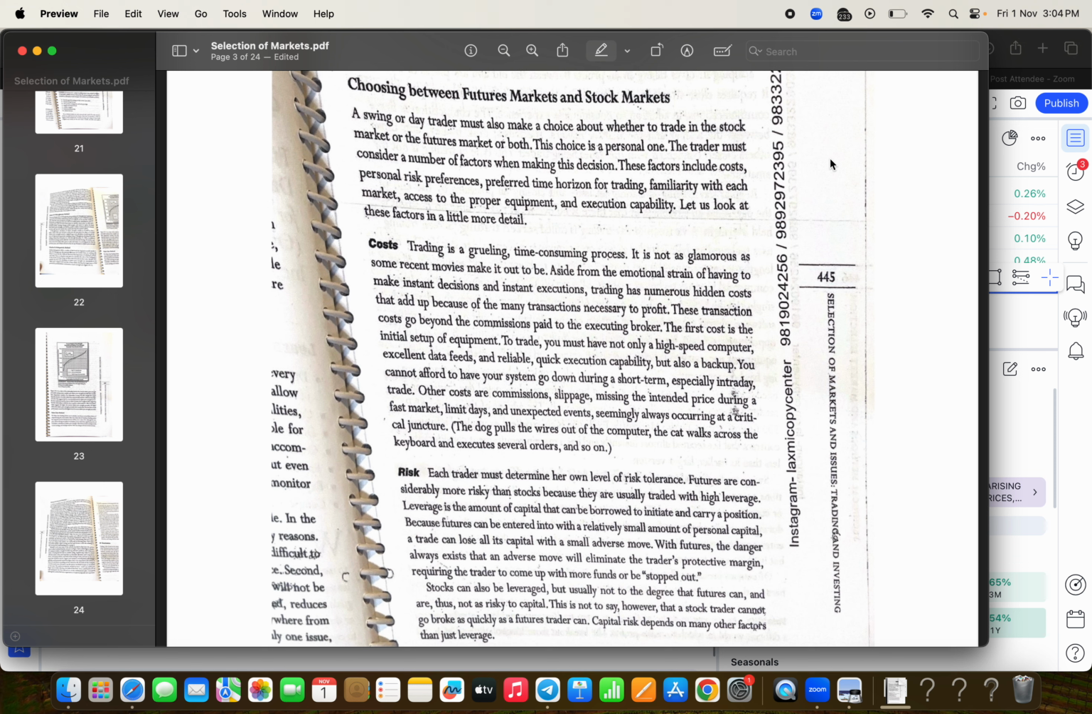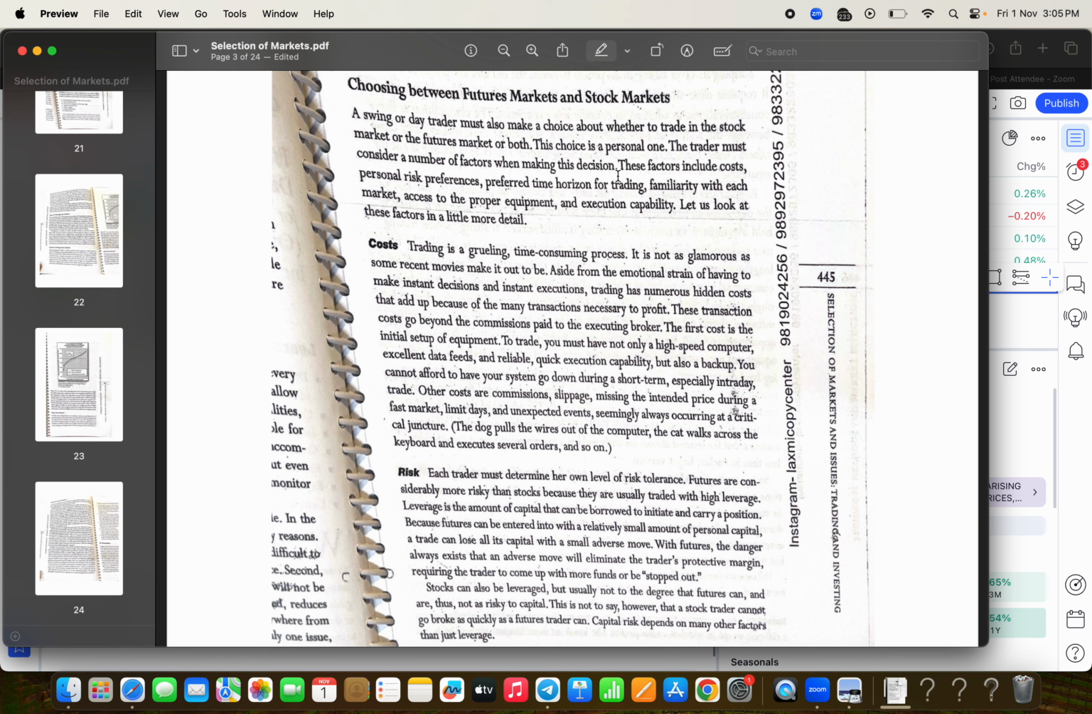To trade, you must not only have a high speed computer, excellent data feeds, and reliable quick execution capability, but you also need a backup. You cannot afford to have your system go down during a short term, especially intraday trade. Imagine you're taking a trade and suddenly there's a power cut, then that's going to cause a lot of losses. Or if you don't have a proper Wi-Fi connection when you are trading, right?